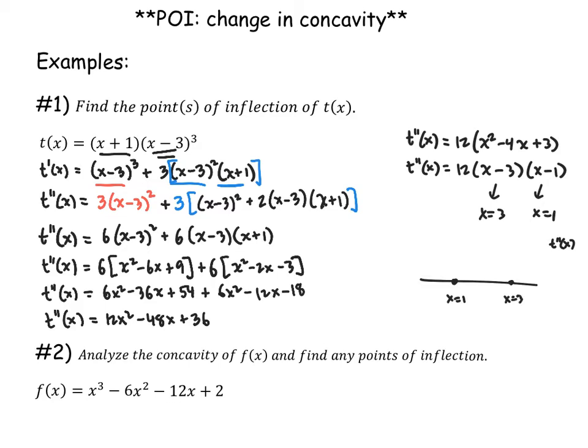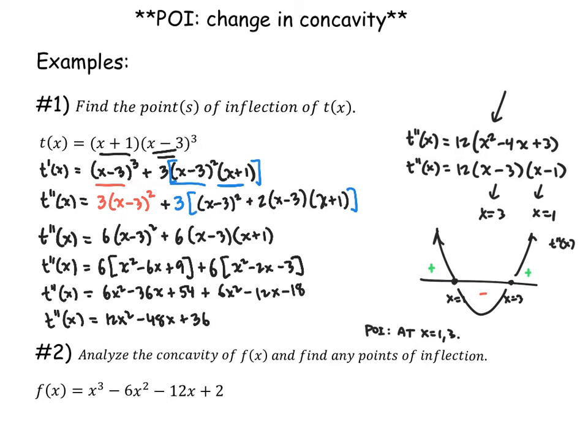Testing values, I would clearly see that the second derivative between is less than 0, and the second derivative on the outsides is positive. I could also see graphically that T double prime is a quadratic that opens upward, and so I would have second derivative values that would follow as such. So each of these values, x equals 1 and x equals 3, are both points of inflection. Point of inflection at x equals 1 and 3.